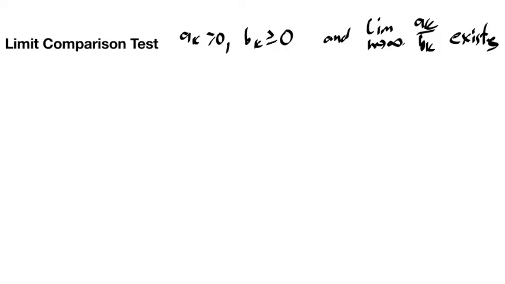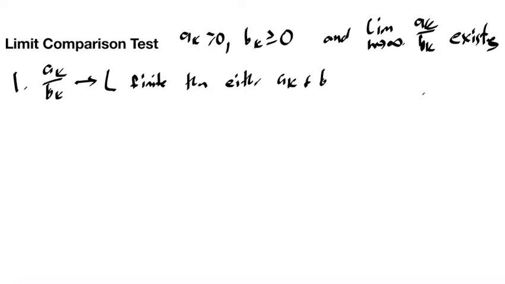And then we see a bunch of things. So the first one is: if a sub k over b sub k approaches some limit L, which is a finite number, then either a sub k and b sub k both converge or both diverge. And let's think about why that should be the case.